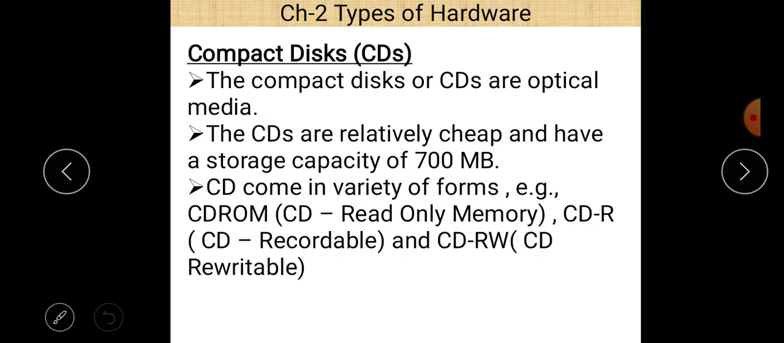So these are the points. Compact discs, CDs, are optical media. First point: the general CD which we get from the market has around 700 MB capacity, and CDs come in a variety of forms, that is CD-ROM, CDR, recordable, and CDRW, meaning read-writable.